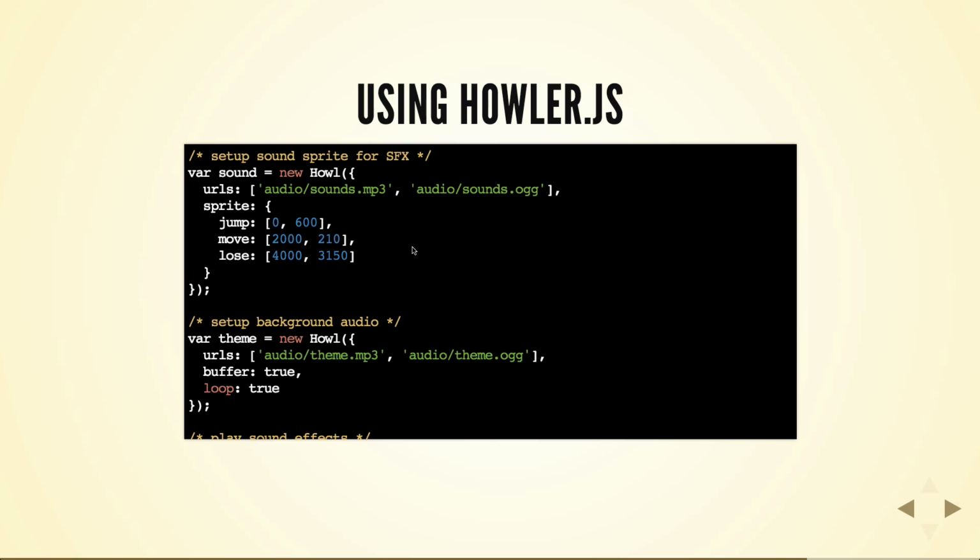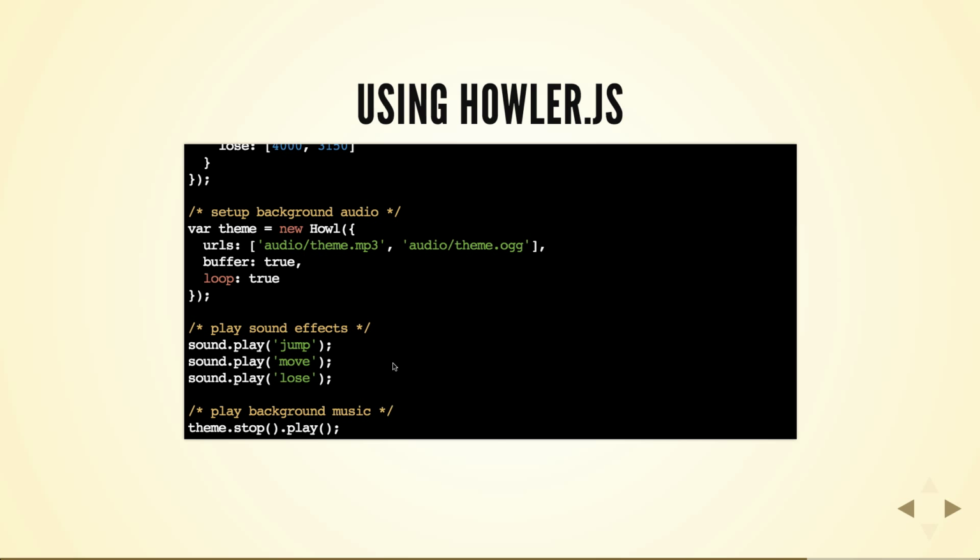Also, we want to do background music. So again, we create another howl object. We pass in the URLs. This time we're setting buffer to true, which forces HTML5 audio because it's a larger audio file and we don't need that precision playback. And we're also going to make it loop so that our audio keeps looping in the background.